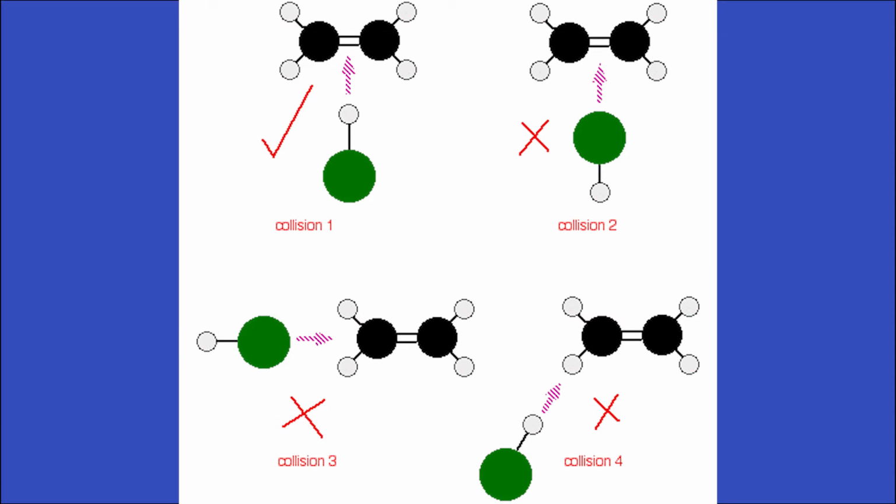As you can see, there's more than one type of collision, so with more collisions occurring at once, it would be more likely for the first collision to occur and actually have a reaction. So this is why a higher concentration, having more of those molecules together, would be more likely to have this first collision type occur and cause a reaction to happen.